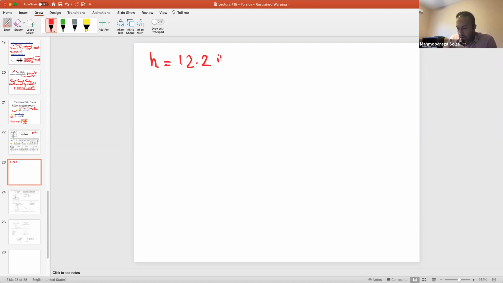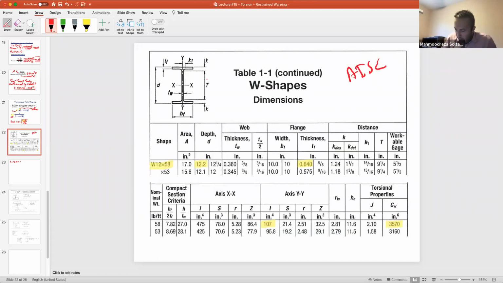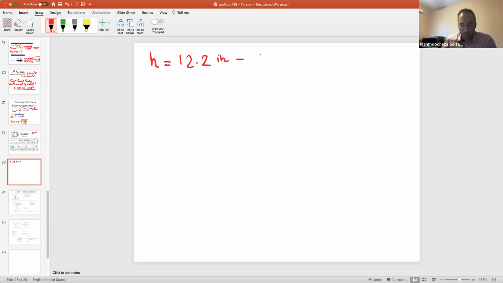12.2 inches minus the thickness of one of the flanges, because H goes from mid height to mid height. Look at the H. H is going from the mid height to mid height. Minus 0.64 is going to give you 11.56 inches.